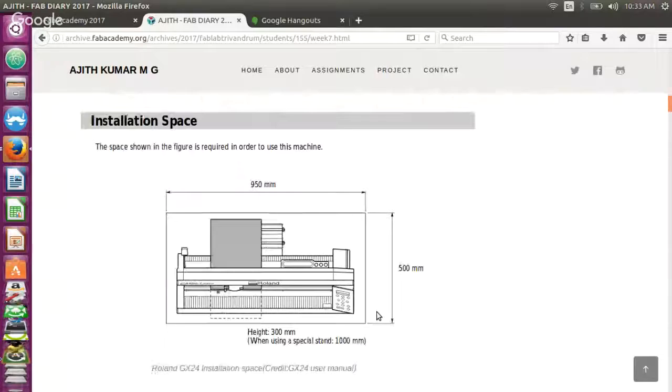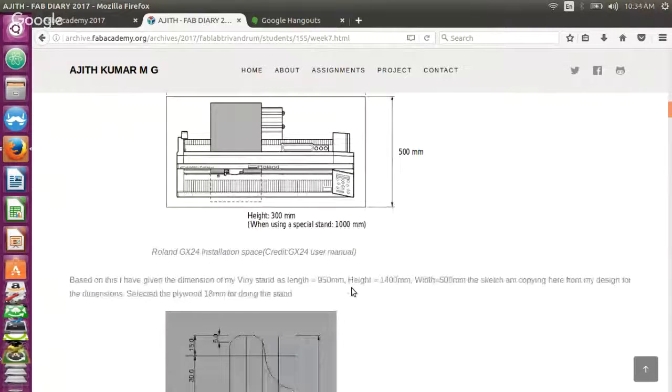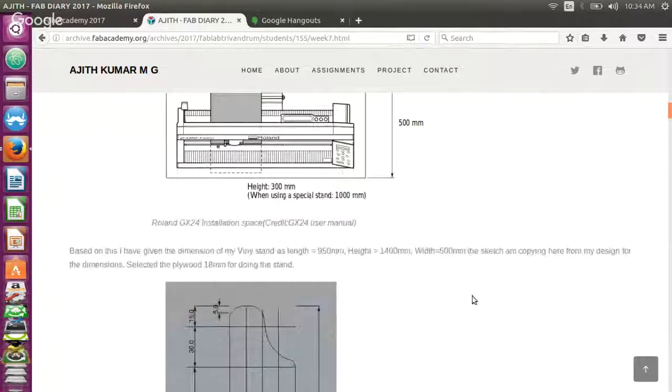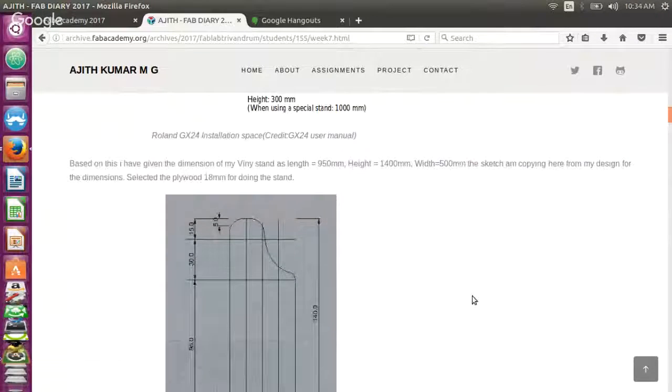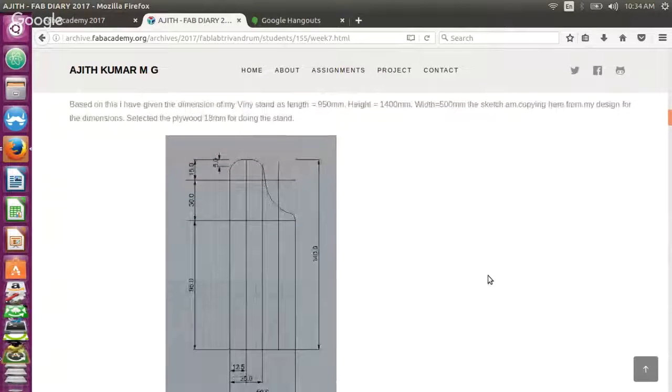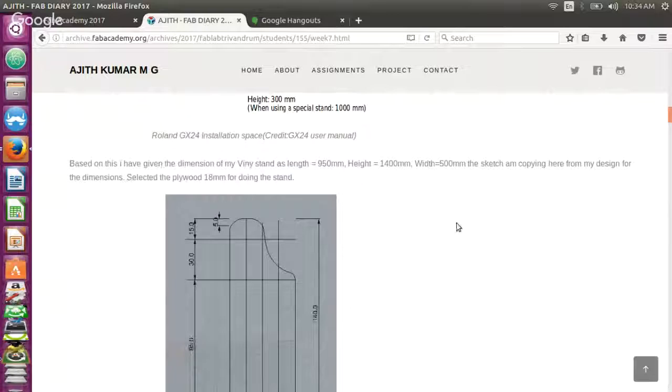I took this from the Roland machine's user manual. They have provided the installation space requirements, and based on this I finalized my dimensions. This is my dimension: 140 centimeter height and 50 centimeter width.